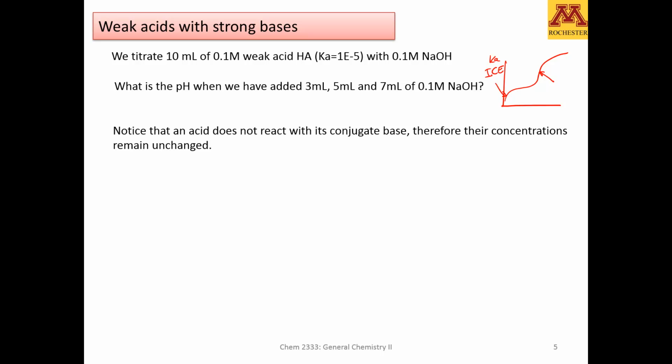It's basic because the conjugate base is not the spectator ion. You need to use the ICE table and use Kb for that, noting also the dilution associated with having added all that base. What we're going to do now is figure out how we can calculate the pH in this area.